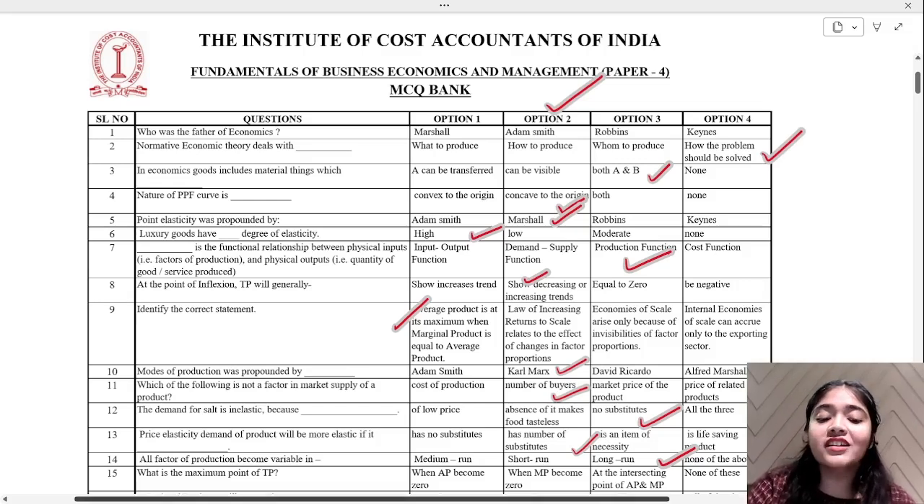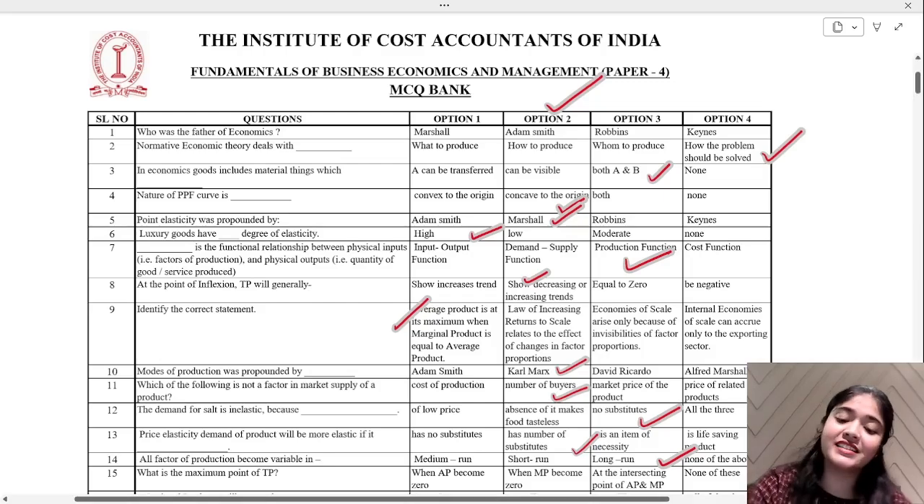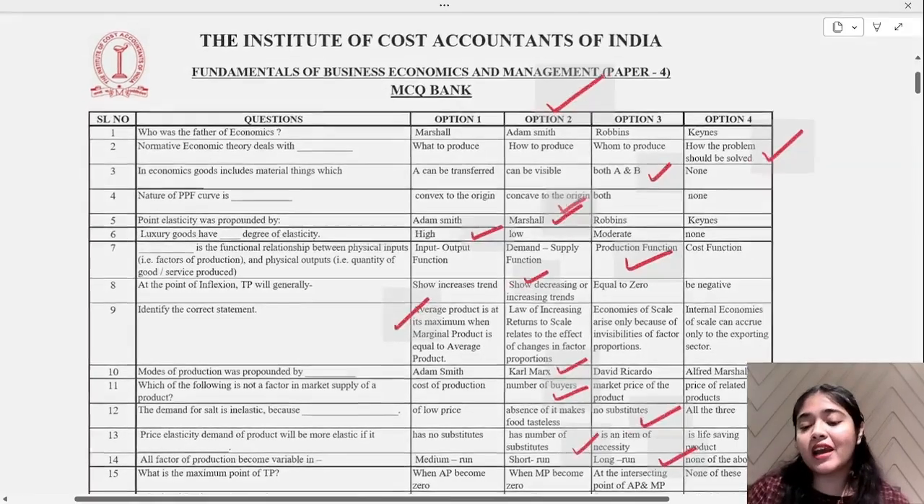Okay. What is the maximum point of TP? Yes, tell me. Well, the first option given is when AP becomes 0, average product becomes 0, when MP, marginal product, becomes 0, at the intersecting point of AP and MP, or none of this. Yes, what do you think is the correct one? Yes, that's correct. When MP becomes 0.